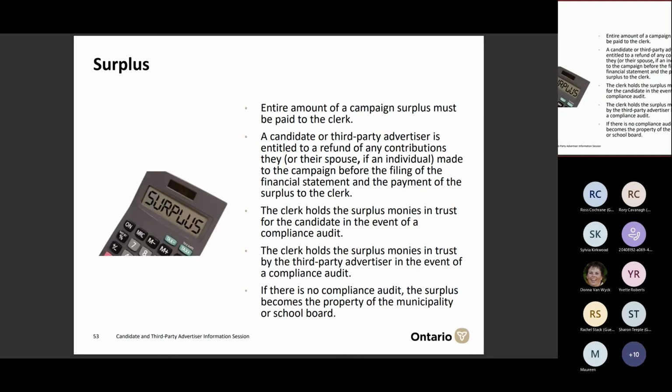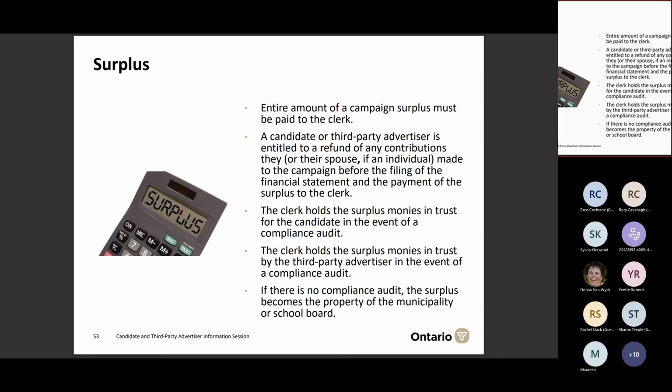Next slide, please. We get a lot of questions on this slide, so please pay attention to this one. Surplus. When filing the financial statement, a candidate or third-party advertiser with a campaign surplus must pay the entire amount to the clerk. Prior to paying over any surplus funds to the clerk, a candidate or third-party advertiser is entitled to a refund of any contributions they or their spouse, if an individual, made to the campaign, not to anyone else. The amount that may be refunded is the lesser of the amount of the relevant contribution or the amount of the surplus.